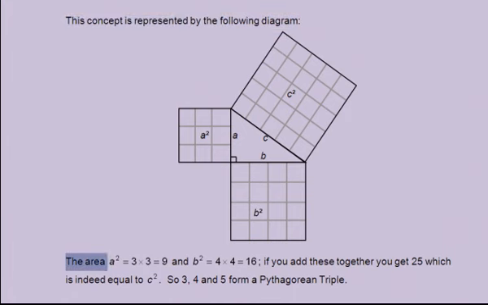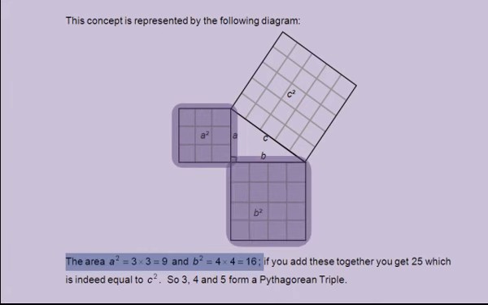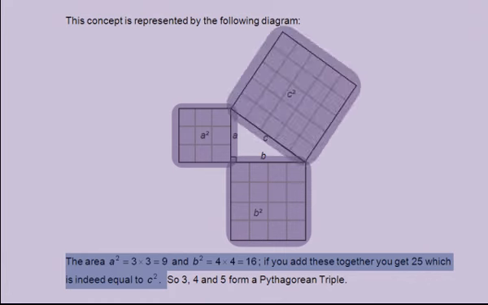The area a squared. The length of the side a is 3, and the area a squared is 3 times 3, which is 9. The length of the side b is 4, so b squared is equal to 4 times 4, which is 16. If you add 9 and 16 together, you get 25, which is indeed equal to c squared. So the numbers 3, 4 and 5 form a Pythagorean triple.